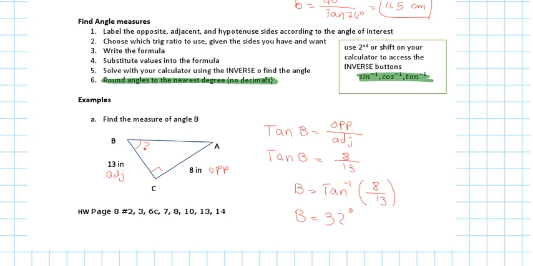Now, what if I asked you to find angle A? You can do 180 minus 90 minus 32. Remember that the sum of the angles inside a triangle equals 180. You already know this is 90, and you know this is 32, so you can do 180 minus 90 minus 32 to find the third one.